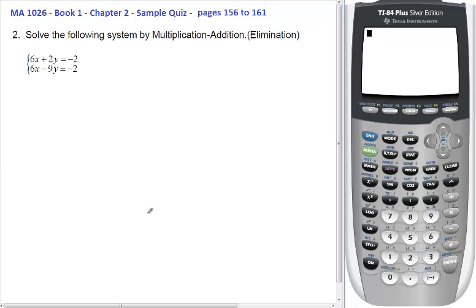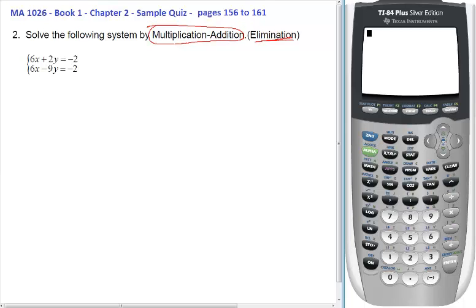Good day, students. Today we're going to look at the solution to number 2 long answer. It's part of chapter 2 sample quiz found in book 1 of your math 1026 booklets. And it's asking us to solve the following system by multiplication addition, or often referred to as elimination.